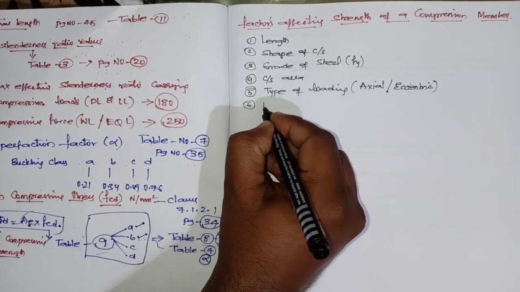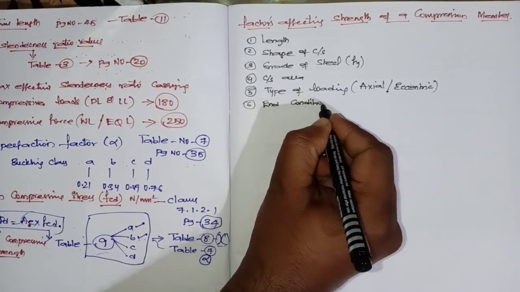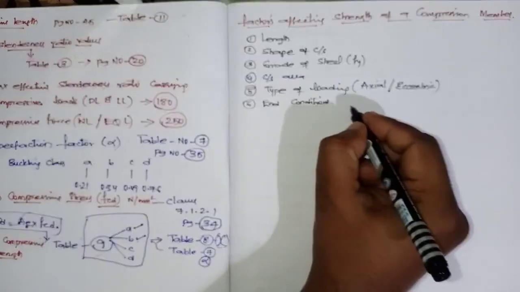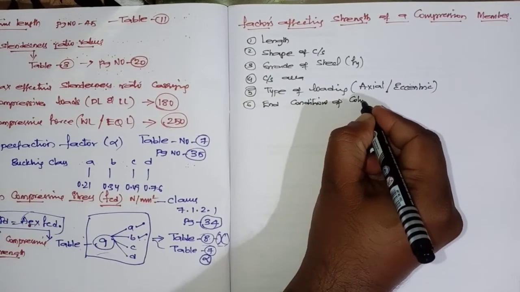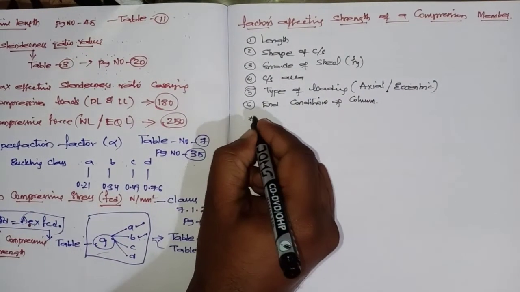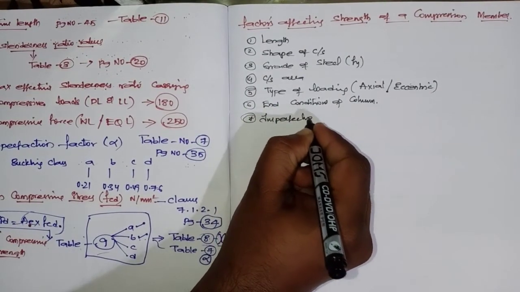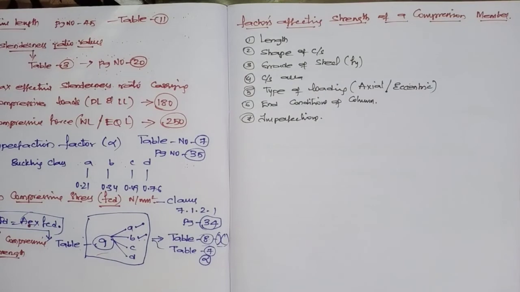Next, based upon the length, the end conditions. Why are these end conditions very important? Based upon those conditions only you are going to get the effective length of the column. Next, the last one is imperfections. What are imperfections? Residual stresses that may develop.